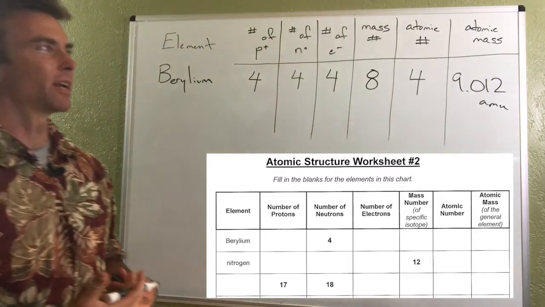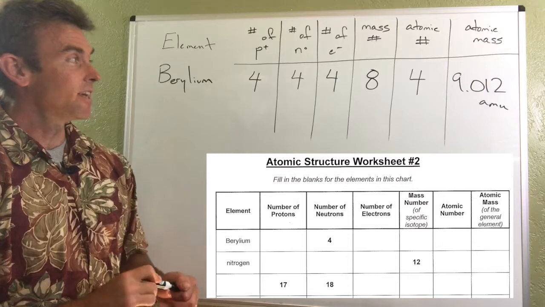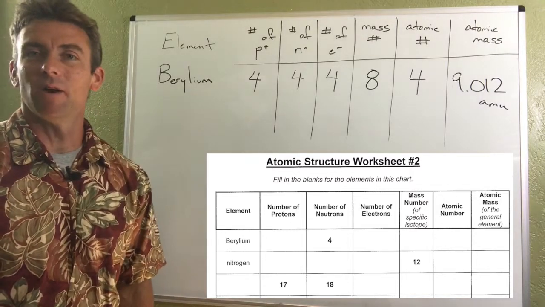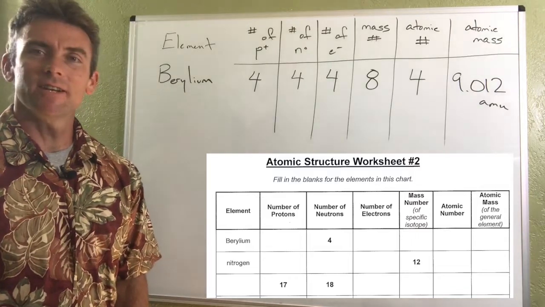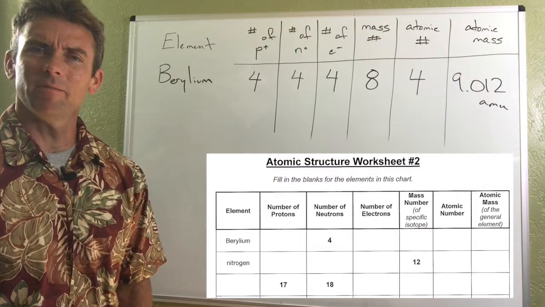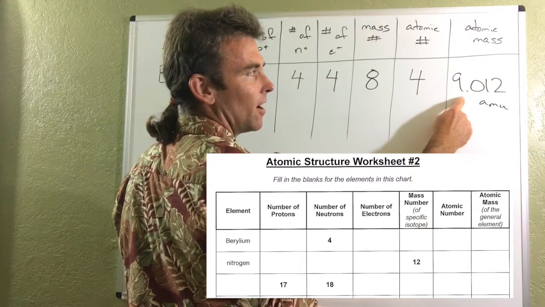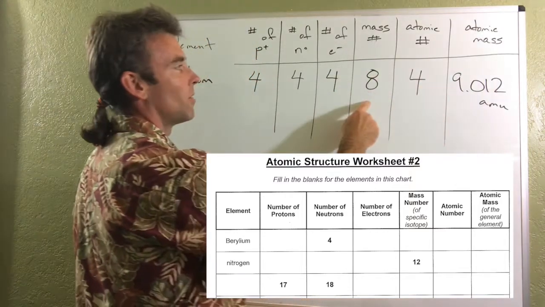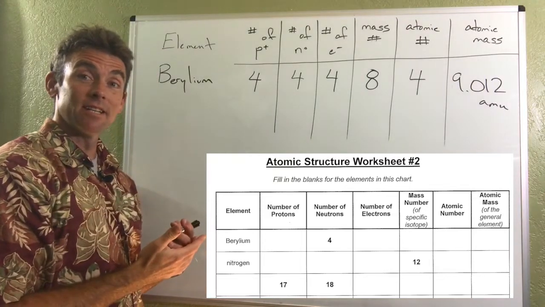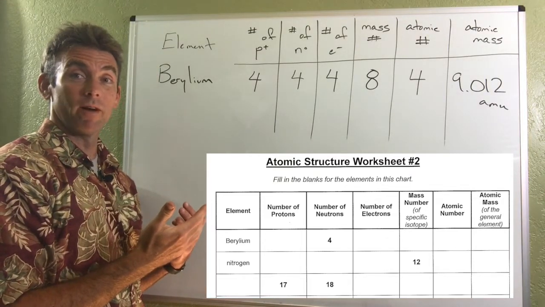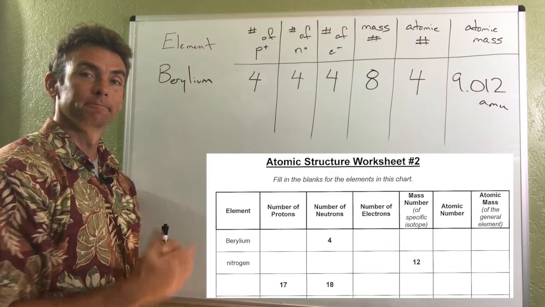A really common kind of question to ask that builds on this information is: is this the most common isotope of beryllium? And the answer is most likely not, right? Because you'll notice that the atomic mass is around 9, and this one has a mass number of 8. That's not to say it can't exist. It's just not the most common isotope of this particular element. So I hope that makes sense.